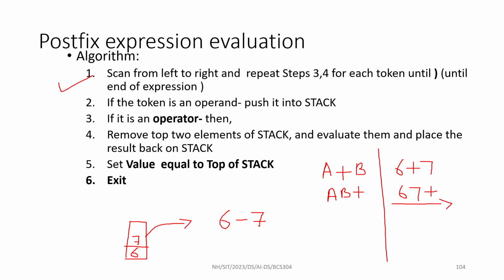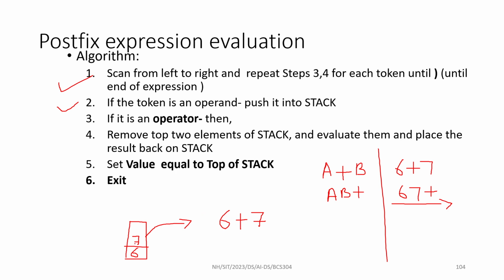The operator is plus, that means you have to perform plus. So that is why it is given here. If the token is an operand, push it onto the stack. If the token is an operator, then what to do? Remove the top two elements from the stack, so here you have to use the pop operation. Evaluate them. If it is plus, perform addition. If it is minus, perform subtraction. If it is into, perform multiplication. If it is slash, perform division, like that. For all these binary operators we need two operands, perform the operation.